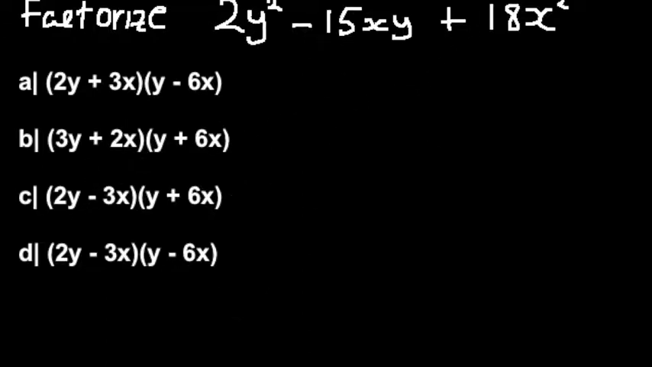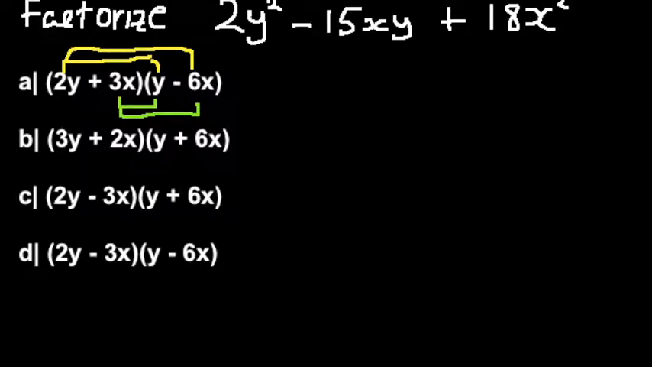Now, if you recall, in order to expand an expression as you see here in option A, you would need to cross multiply the values. That is, you would take the 2y and multiply it by the y, and you would take the 2y and then multiply it by the 6x. You would now take the 3x multiplied by the y, and you take the 3x and multiply it by the 6x, and then you expand everything out and see what you get.